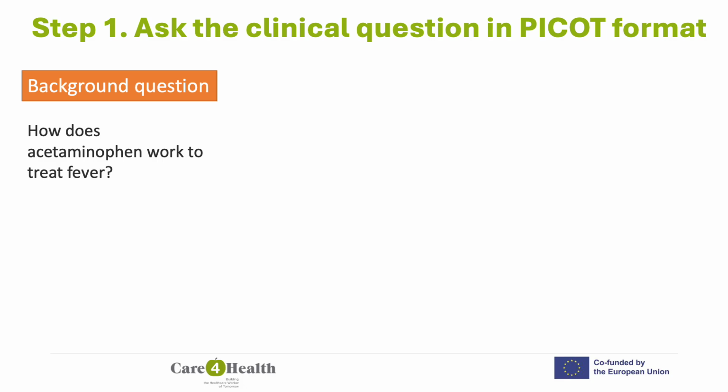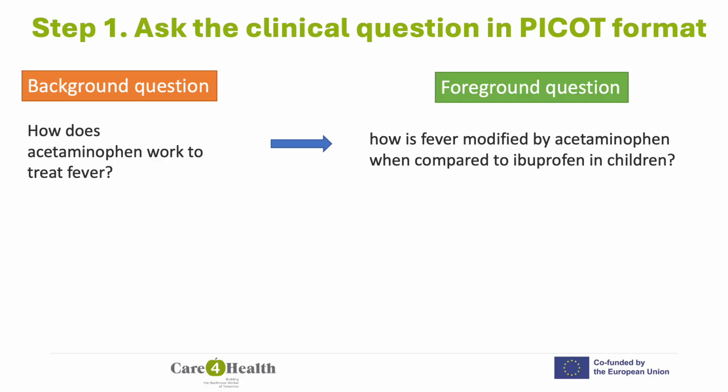We are going to see some examples to differentiate what is a background question and a foreground question. On the left side, I'm going to show you some background questions, and on the right side, you will see the question transformed into a clinical question using a PICOT format. The first one is, how does acetaminophen work to treat fever? And the foreground question could be, how is fever modified by acetaminophen when compared to ibuprofen in children?